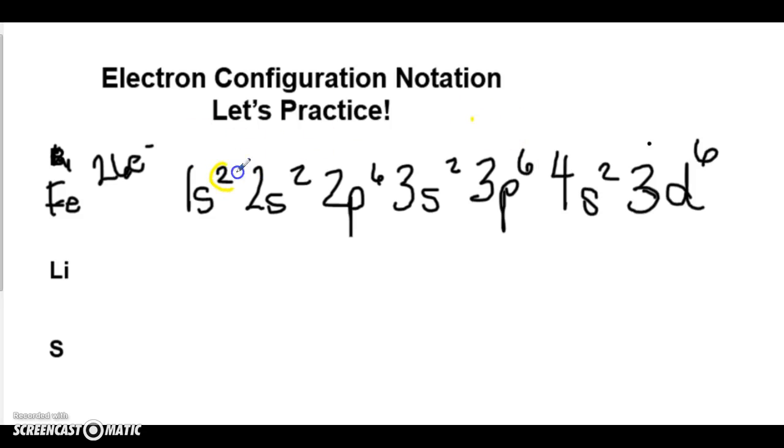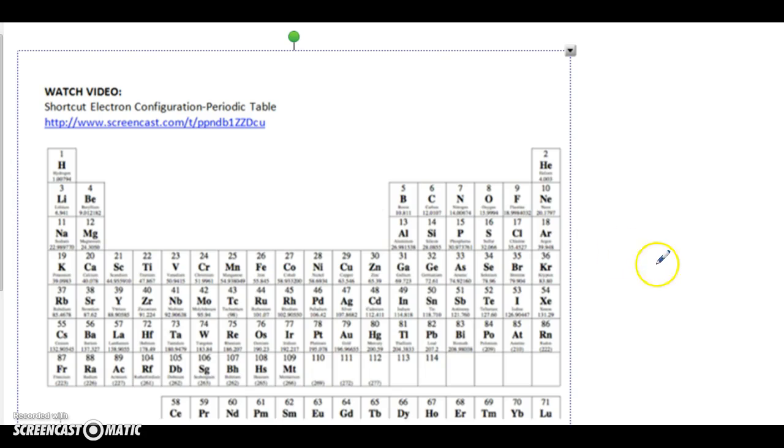So double check yourself by counting your electrons. Make sure you have 26 placed. Since you have watched or are going to watch the shortcut configuration on the periodic table, if I look at my D sublevel and I look at 3D and I go over 6, I should land on iron, and I do. And let me show you what I mean there since we're talking about it.